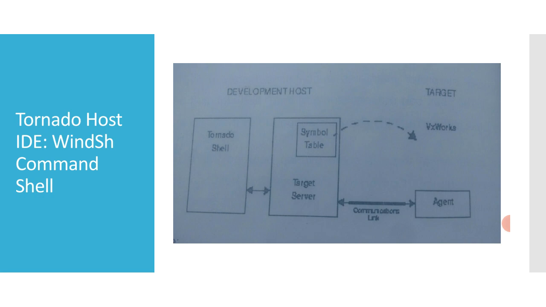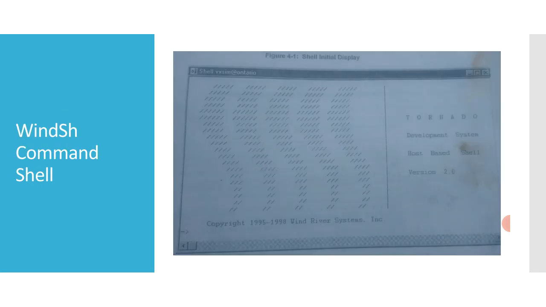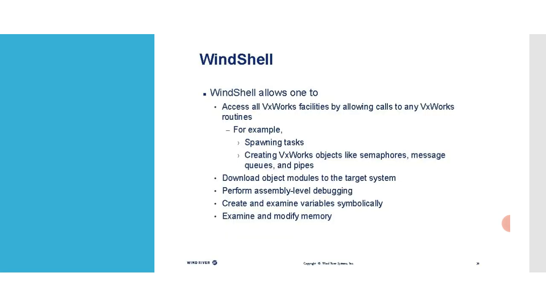The capabilities of WindSH include the following. This is how it appears initially. The capabilities of WindSH are task specific breakpoints, task specific single stepping, a symbolic disassembler, task and system information utilities, ability to call user routines, ability to create and examine variables symbolically, ability to examine and modify memory, and exception trapping is also possible.